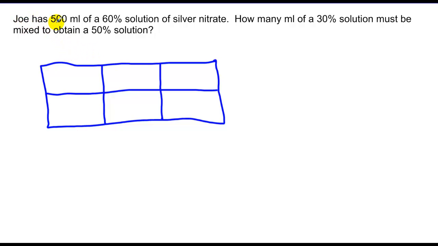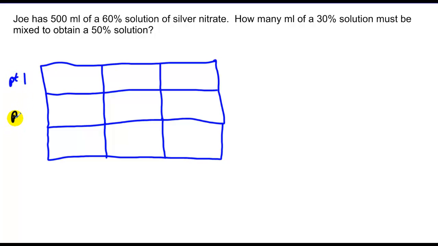So it says we've got 500 milliliters of a 60% solution, and we want to know how many milliliters of a 30% solution must be mixed with it to get a 50% solution. If you remember, we're doing a mixture problem, so we mix two things to get a final amount. So part 1, part 2, and then the mix. And we have percentages of silver nitrate in each. This carries 60% of silver nitrate, 30% of silver nitrate.